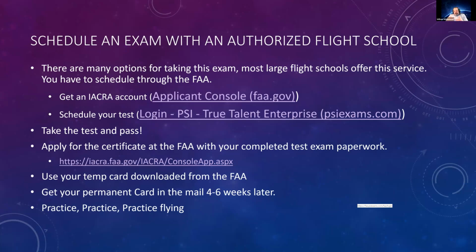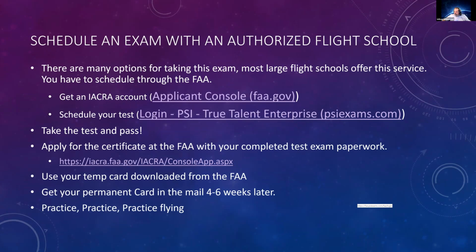After you pass your test, you go back into IACRA and put in your information about your pass. The testing center will send that information to the FAA, and the two ends will meet. You can download a temporary ID card saying that you are now a Part 107 pilot, and you can start flying. More importantly, you can start getting onto insurance and get yourself covered for flying, which is really important.